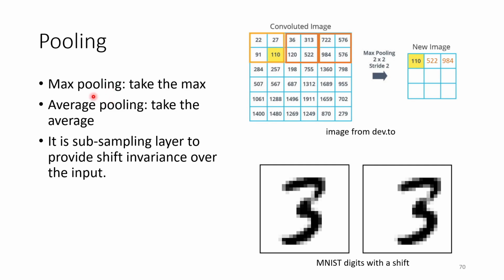What is the benefit of using pooling? Let's see this example. Pooling can provide shift invariance. So what is shift invariance? Say this is digit 3, and this is another digit 3. They are totally identical. For our network, what we want is, no matter whether your input image is this 3 or this 3, you generate the same predicted result.